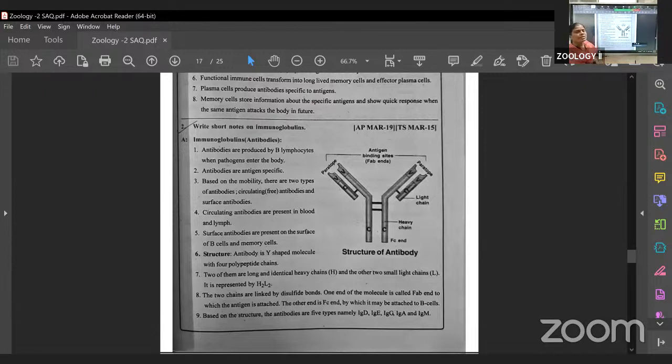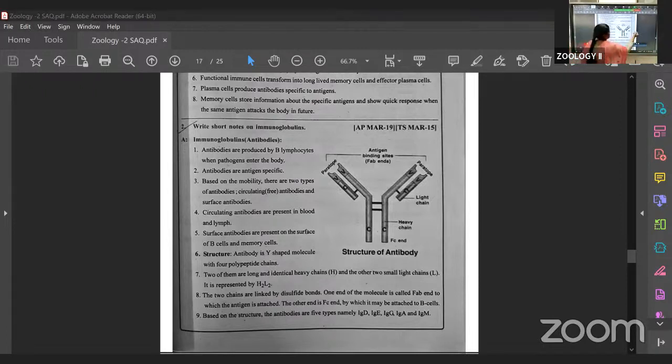Before that, in the endocrine system, there is one SAQ I didn't take. That is also important. That one is the water soluble hormonal mechanism. Clear? The hormonal mechanism. Mainly two types of hormones are there.